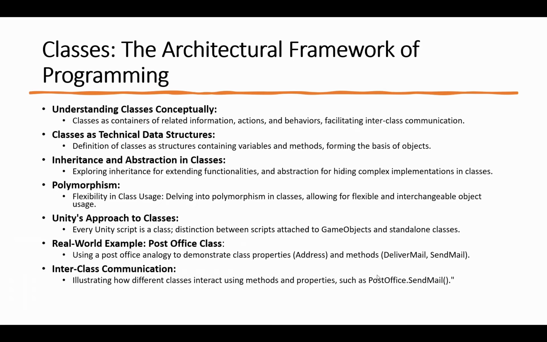It's the framework that supports the creation of objects, which are instances of class. In the real world, a blueprint outlines the design of something before it's made, like a house or a machine. In C sharp, a class is the blueprint for objects. It dictates how they are built, how they function, and how they behave. Now, every script you've been working on in Unity, that's a class.